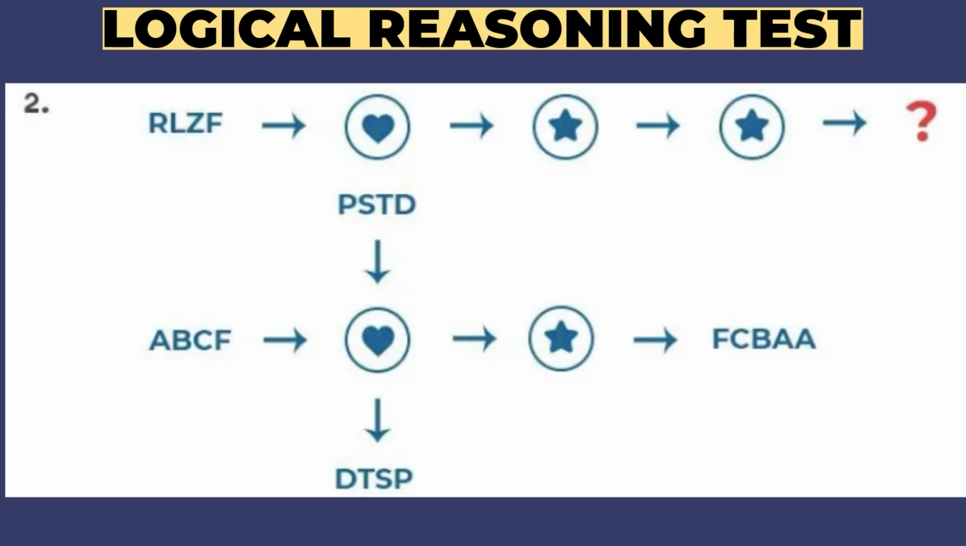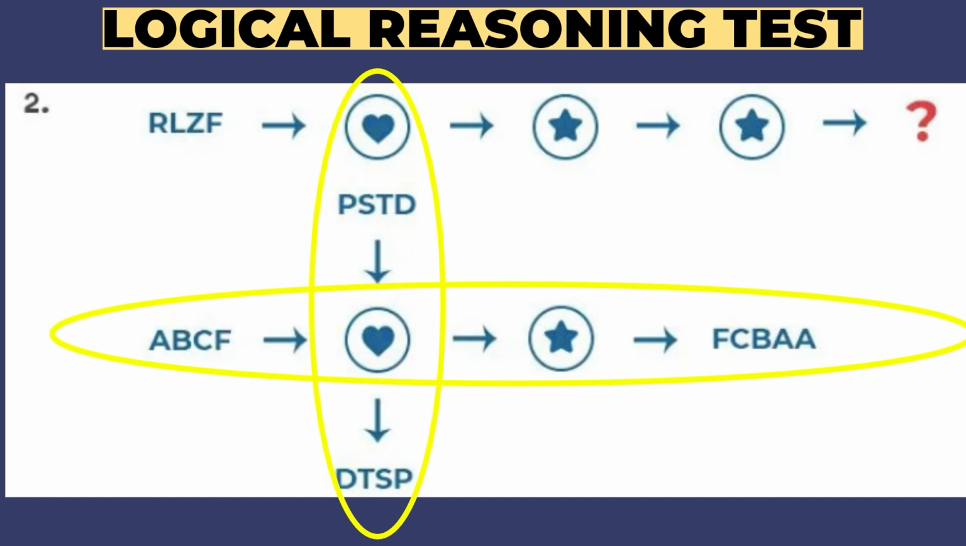We're back. To work out these types of tests, always look at the parts that are already complete. For example, if we look at the downward arrow in the image above, this shows that PSTD, modified by the heart symbol, flips the letters to read the other way around. If we apply that logic in the other completed part, we can assume that ABCF is flipped by the heart modifier to FCBA. So then it's followed by a star modifier to give it FCBAA. This means the star modifier adds another of the final letter in the sequence.